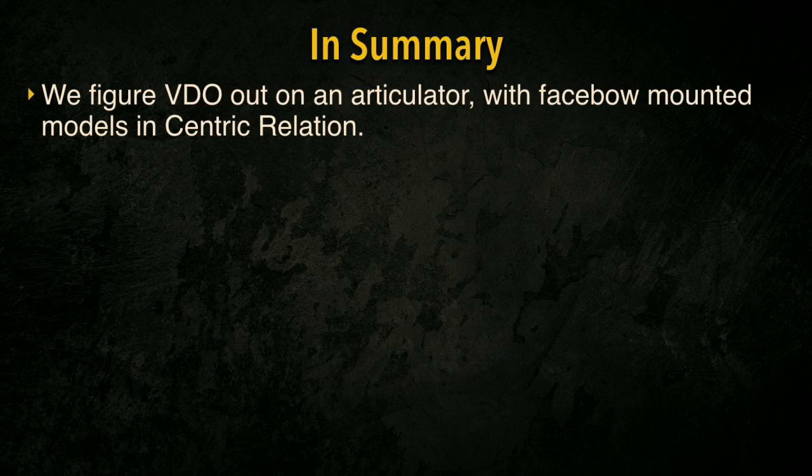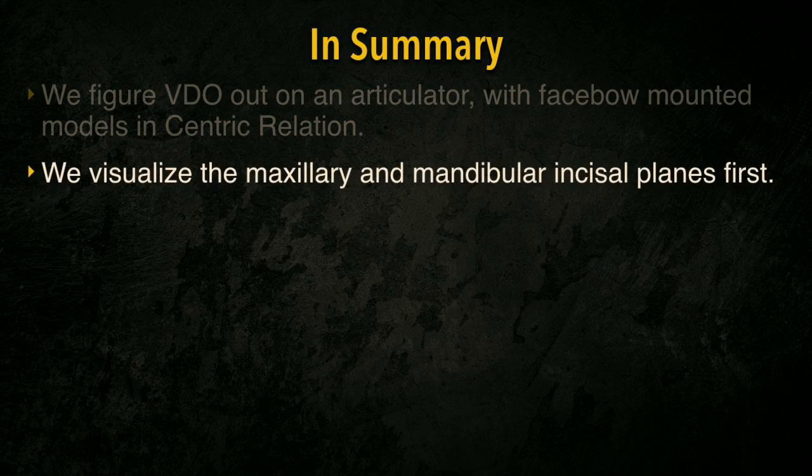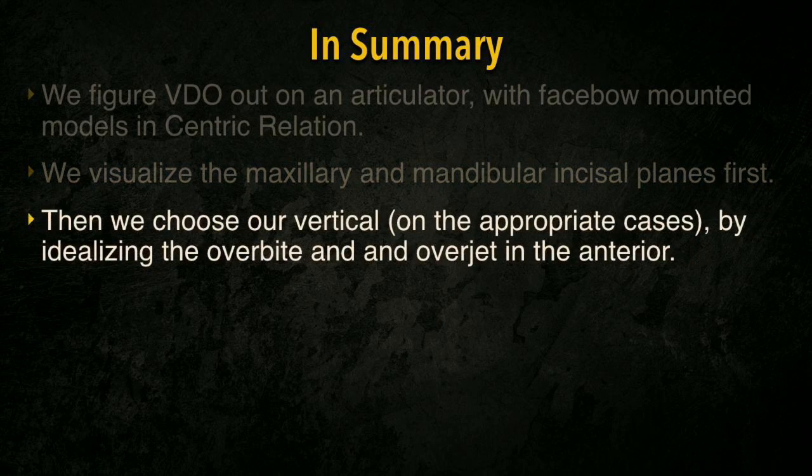So in summary, we figure out vertical on an articulator with facebow mounted models and centric relation. A więc po pierwsze ustalamy, jaki jest wymiar pionowy zwarcia najpierw w artykulatorze z osadzonym łukiem twarzowym, z modelami osadzonymi na podstawie rejestracji łukiem twarzowym w relacji centralnej. We visualize the maxillary and mandibular incisal planes first. Wyobrażamy sobie, jaka powinna być płaszczyzna szczęki i żuchwy i jaka powinna być płaszczyzna w obszarze zębów siecznych.